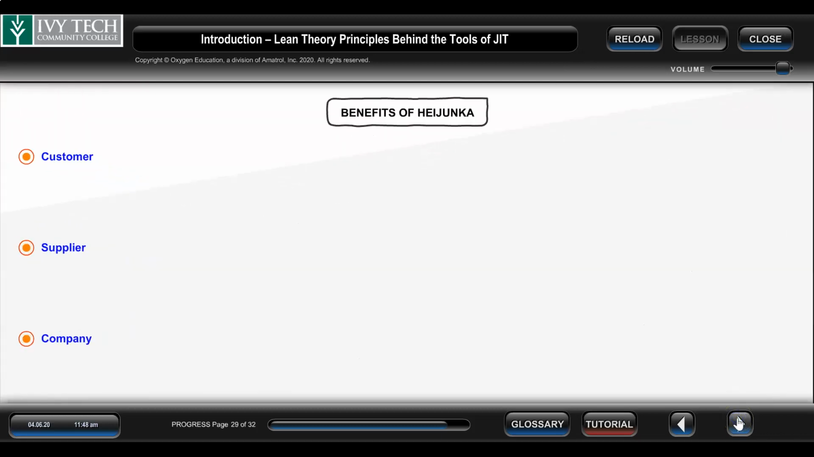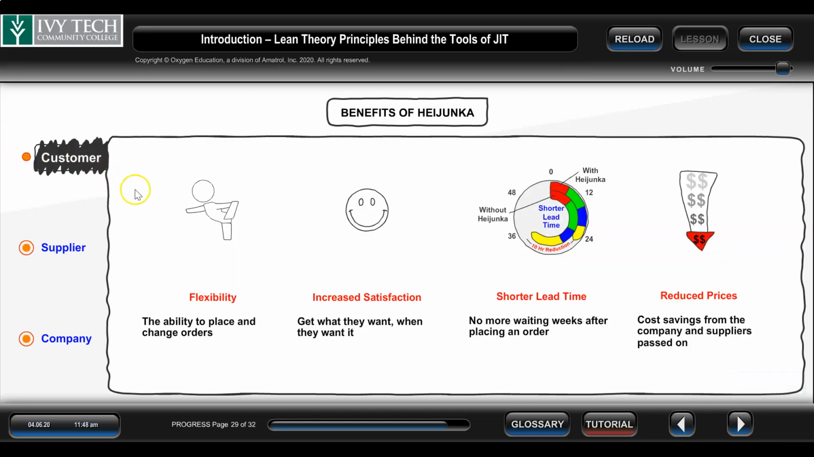Benefits of Heijunka. Flexibility, the ability to place and change orders. Increased satisfaction, get what they want when they want it. Shorter lead time, no more waiting weeks after placing an order. Reduced prices, cost savings from the company and suppliers passed on.